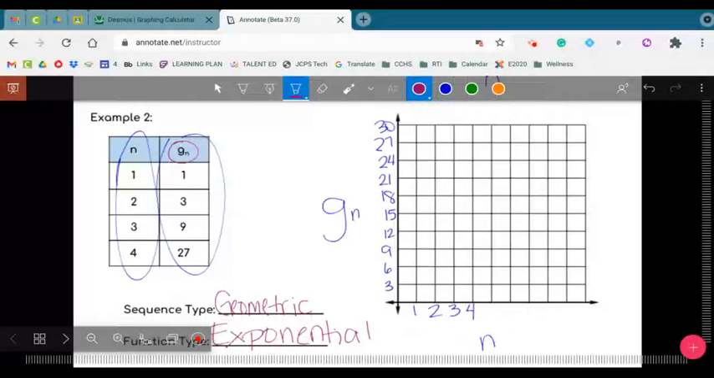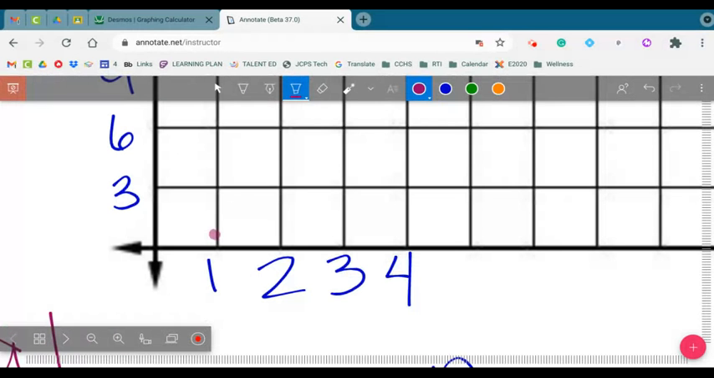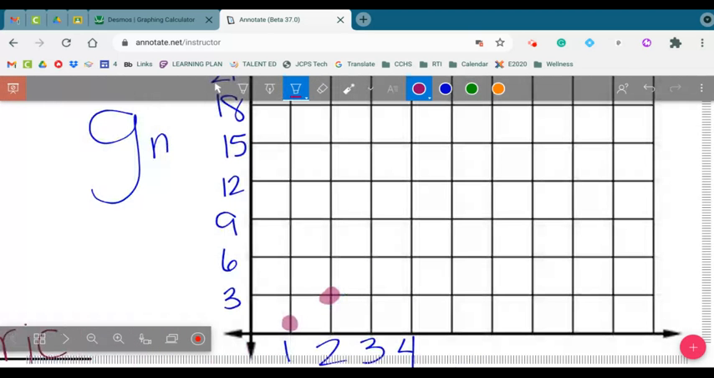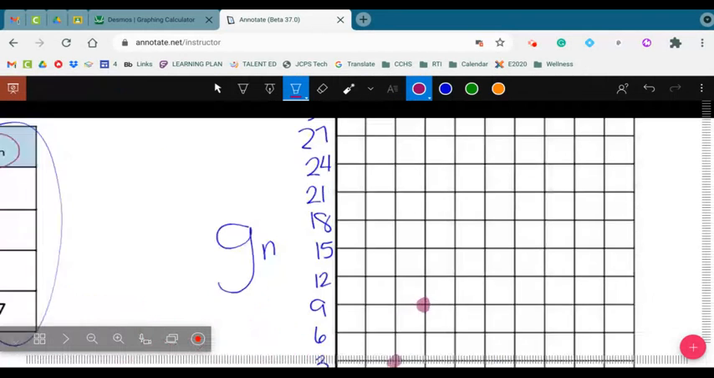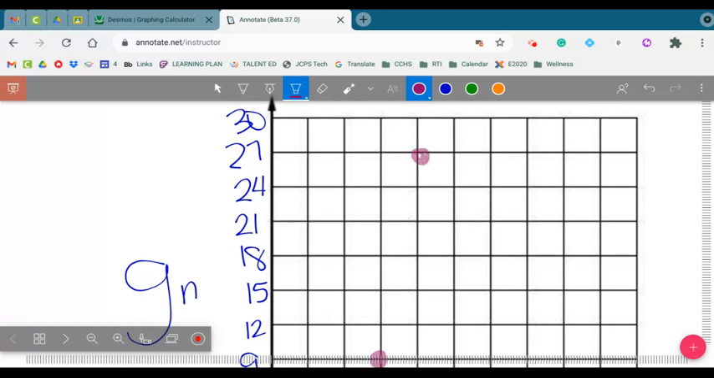Okay, and then we're going to plot our points. So 1, 1 is going to be the only one that's not on an intersection. And then you're going to have 2, 3, 3, 9, and 4, 27. So 4, 27 is going to be way up here.